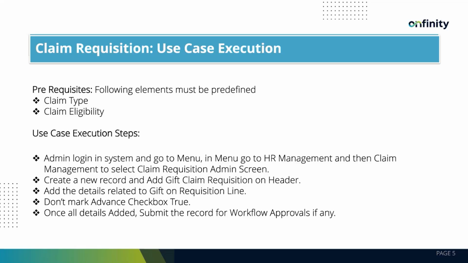Include the description and the estimated amount, which is 500 rupees. In this case, do not select the advance checkbox, as this requisition is for informational purposes only, with no advance amount involved. Once all details are entered, submit the record for approvals, if any workflows are configured. This completes the execution of a claim requisition without advance. This enables the employee to later submit an actual claim against the same.